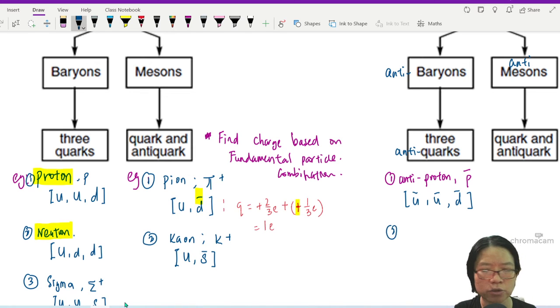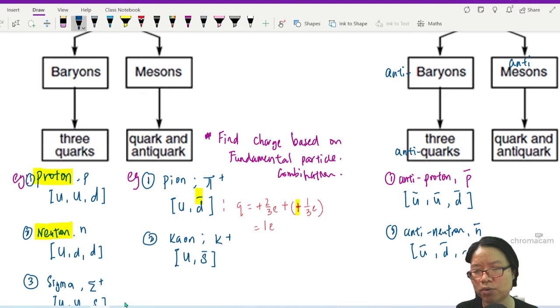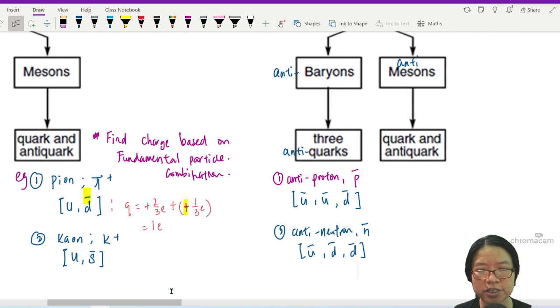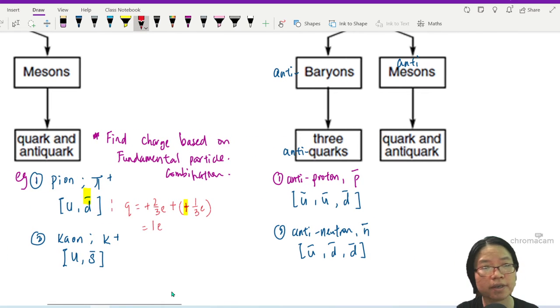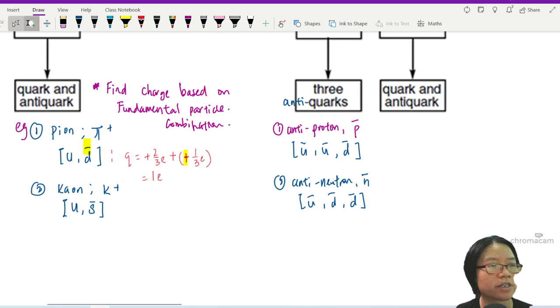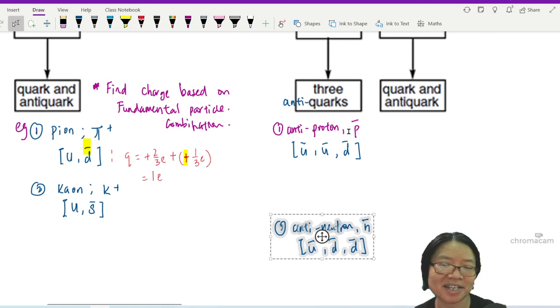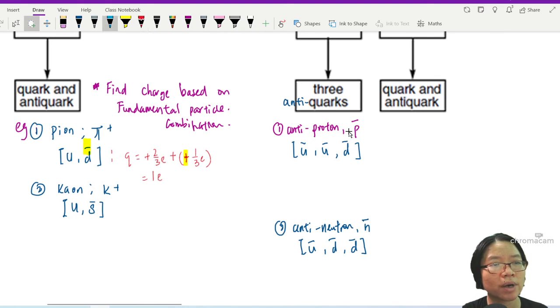Okay. And number 2, you will obviously have an anti-neutron. This will be bar N. So this will be anti-up, anti-down, anti-down. And if you calculate the charge, let's calculate it just for that. What is the charge of anti-up, anti-up, anti-down? Well, you can find the charge now.